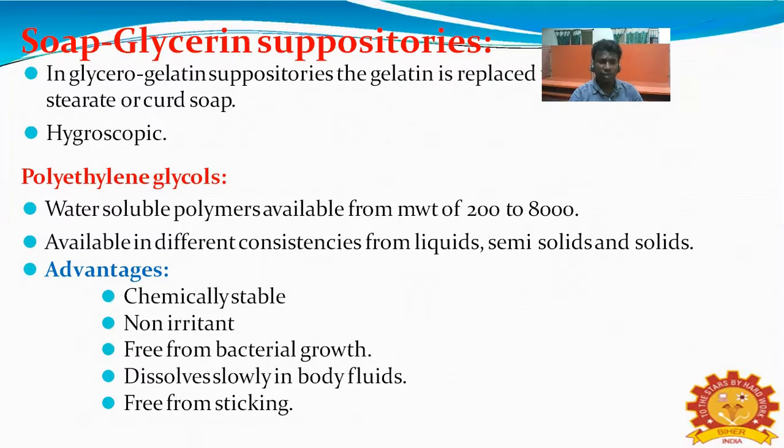Polyethylene glycols are water-soluble polymers available with melting points depending on molecular weight from 200 to 8,000. They are available in different consistencies: liquid, semi-solid, and solid. Advantages: chemically stable, non-irritant, free from bacterial growth, dissolve slowly in body fluid, and free from stickiness.